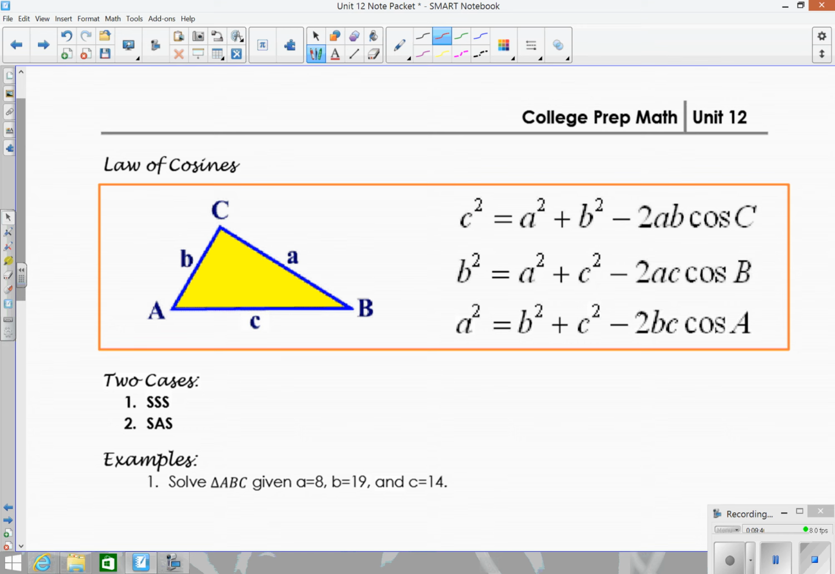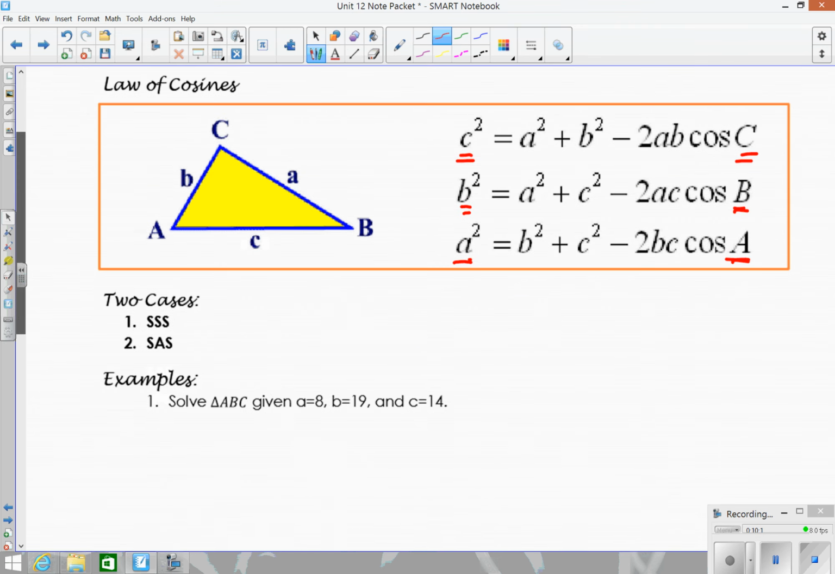So here are the formulas. Notice that these are the only things that change. If you're trying to find side B, you have to use cosine of angle B. If you're trying to find side C, you would use cosine of angle C. And same thing with A. And then the other letters change depending on what these are. So let's go ahead and look at an example.